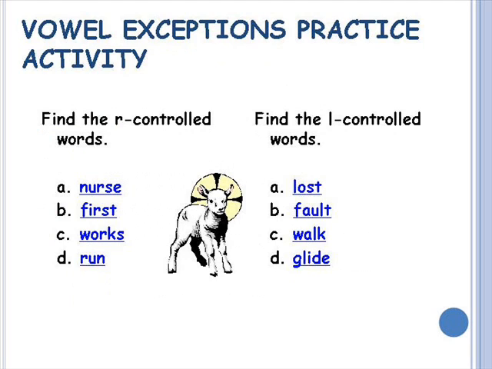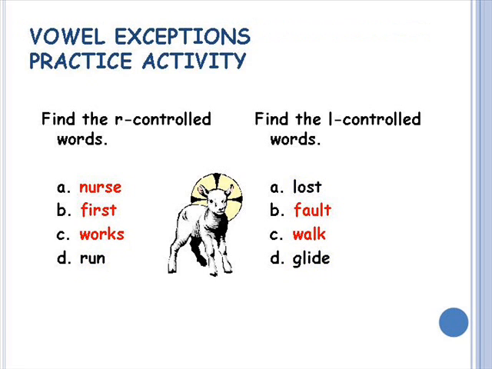Practice. Column 1. Find the R-controlled words. Column 2. Find the L-controlled words. Column 1. Hint: R follows the vowel to be considered R-controlled. Therefore, the answers are A, B, and C. Column 2. Hint: L follows the vowel to be considered L-controlled. Therefore, the answers are B and C. Remember, you can always pause this video lecture if you need more time.